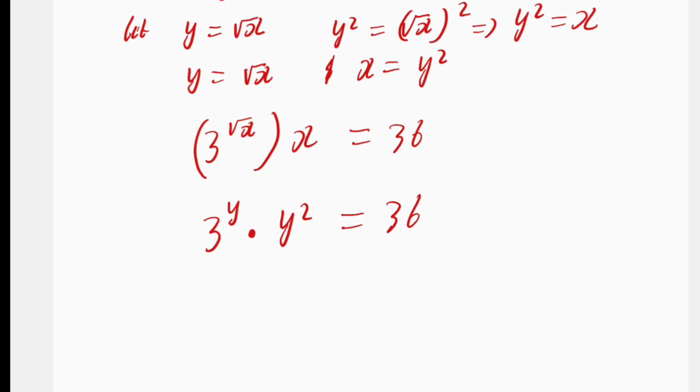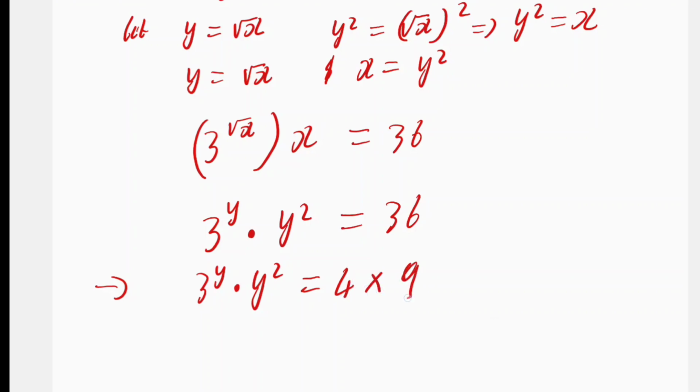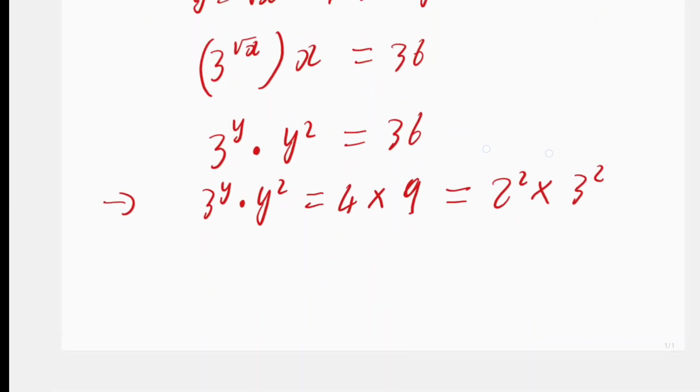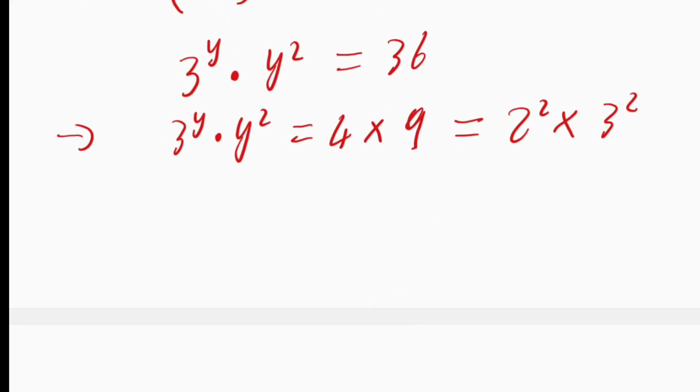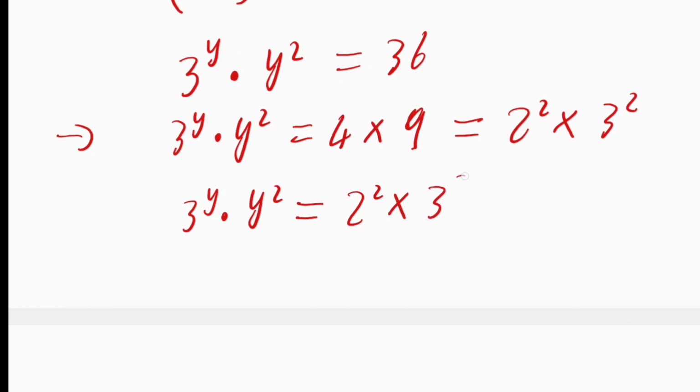So from here, looking at this equation, we can simplify it on both terms. 3 to the power y times y squared is equal to 36, which can simply be written as 4 times 9, where 4 is 2 square and 9 is 3 square. So we have 3 to the power y times y square should be equal to 2 square times 3 square.